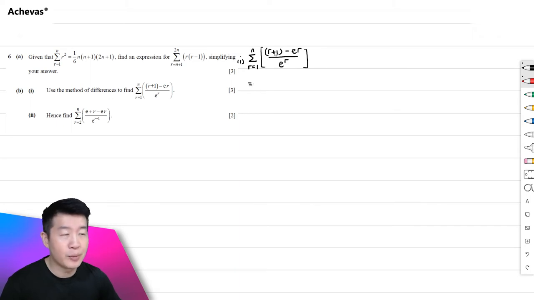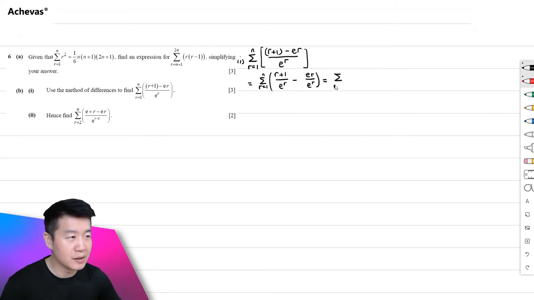And this, I'm going to break it up into this divided by this and this divided by this. And let's see whether it is going to work. So it will be (r plus 1) divided by e^r minus r divided by, sorry, minus e to the power of r, e to the power of r divided by e^r. My mistake. So it is indeed r divided by e to the power of r.